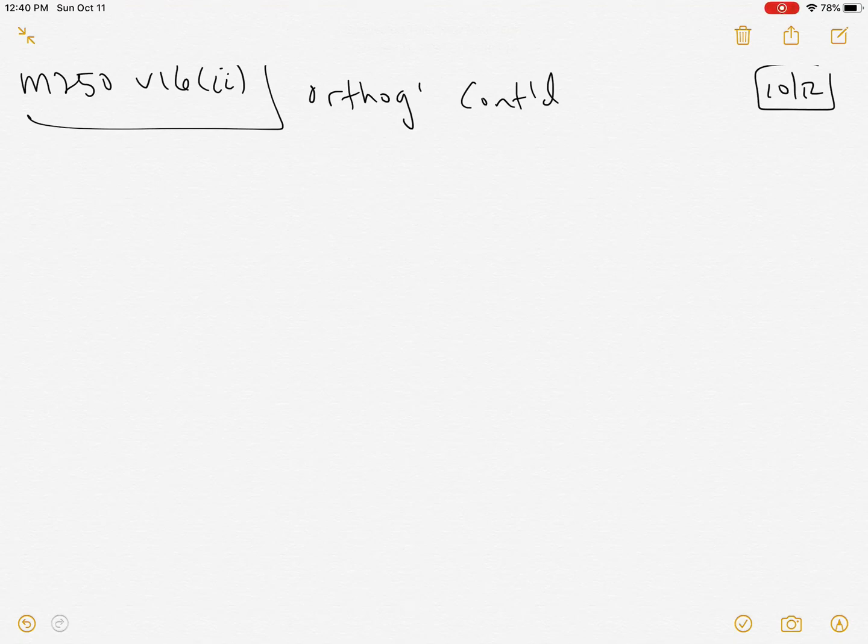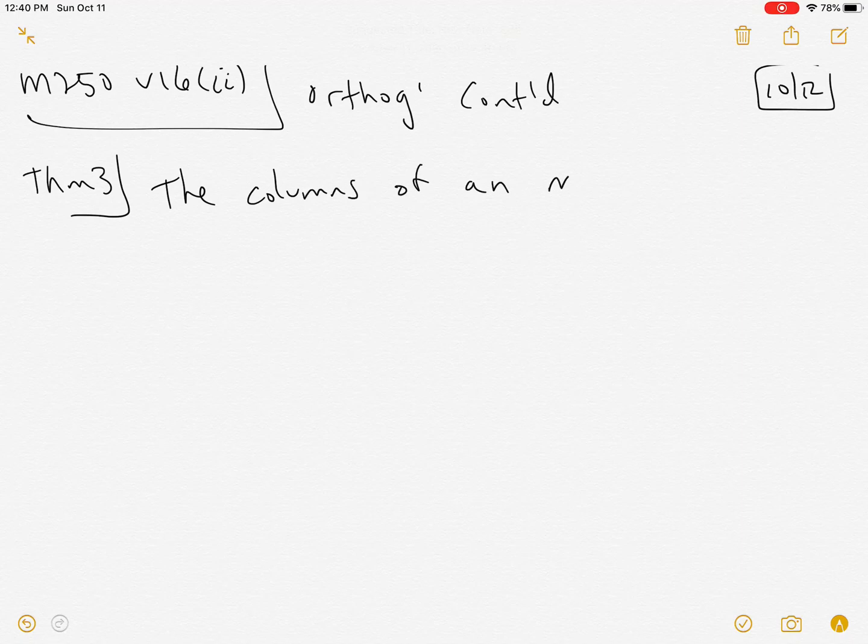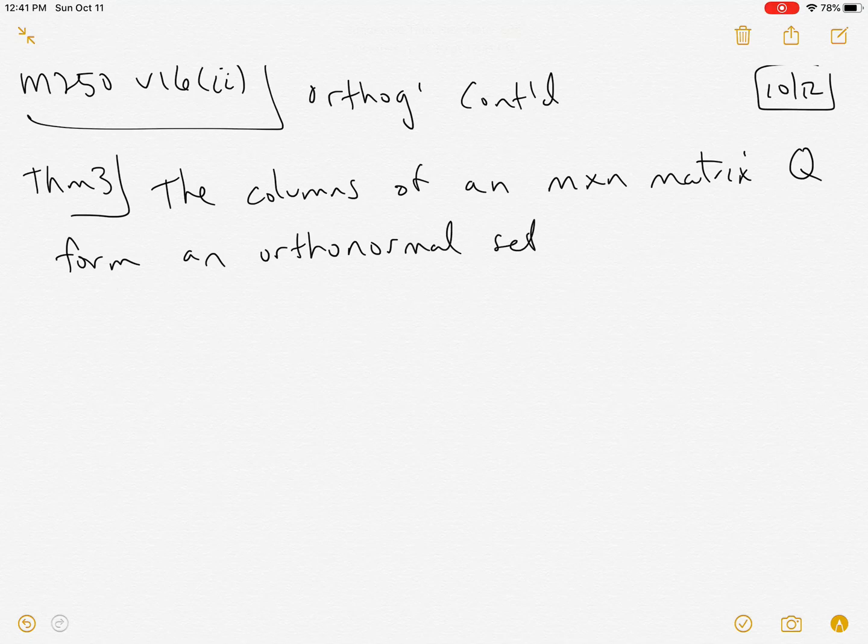Okay, continuing on with orthogonality, I'll throw a theorem at you here. I think this is theorem 3. The columns of an m by n matrix Q form an orthonormal set if and only if Q transpose times Q is the identity matrix in terms of n. And let's make sure this multiplication is correct.